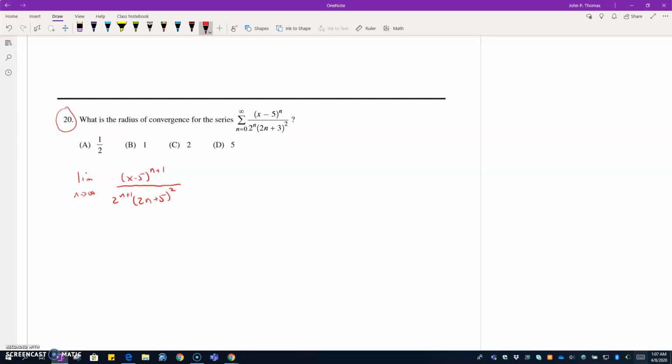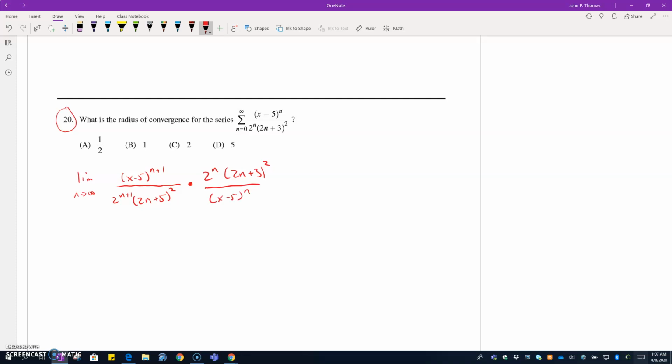All right, and that's all to the second. Now, I'm going to have to divide by the term before that, or multiply by that reciprocal. So I'm going to multiply by the reciprocal, so 2 to the n, (2n plus 3) to the second, over (x minus 5) to the n.